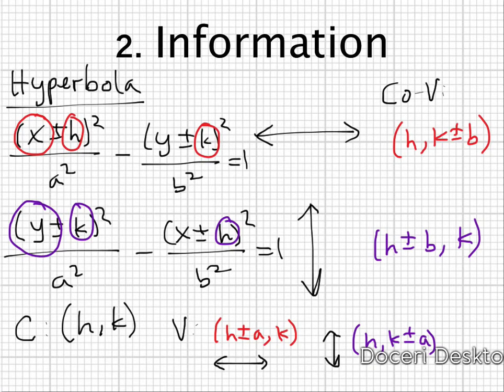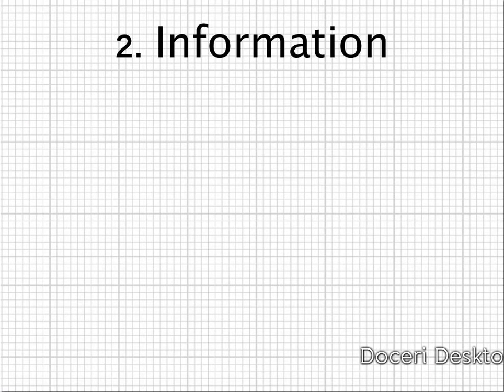Okay, so we've got our center, we've got our vertices, we've got our co-vertices. Now the last thing for a hyperbola is the foci. They have foci just like everything else. So in a hyperbola, we found our a.